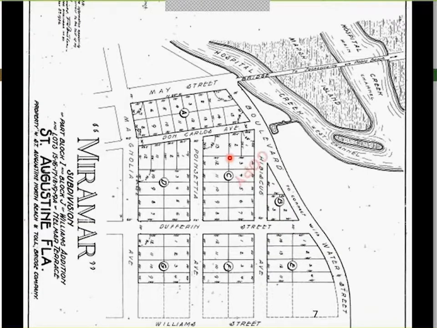I'll flip you to the next slide. This is actually the plat of this neighborhood. This plat was recorded in 1924.